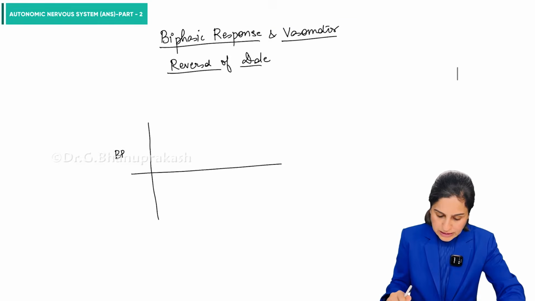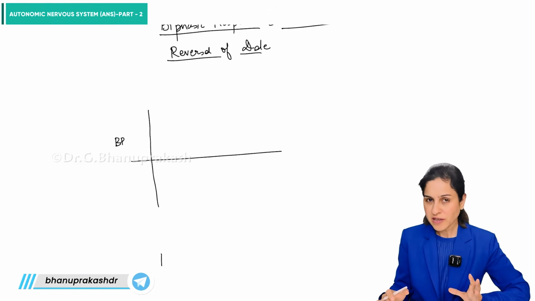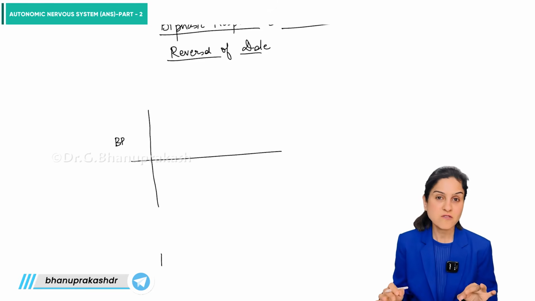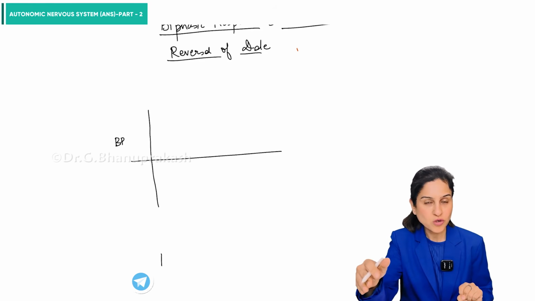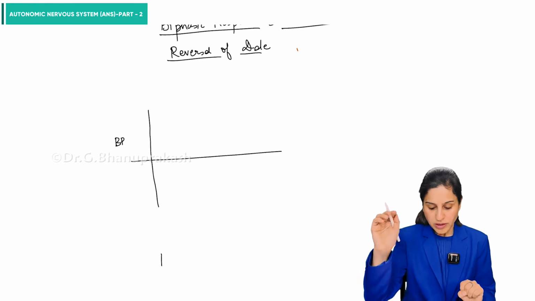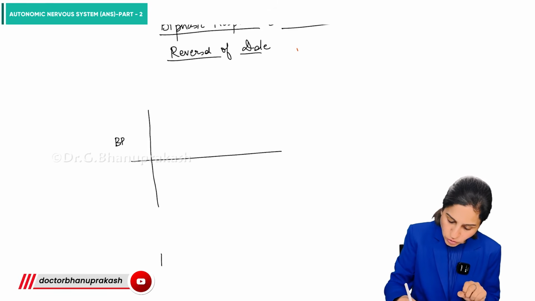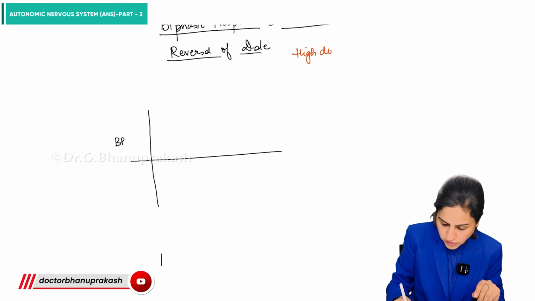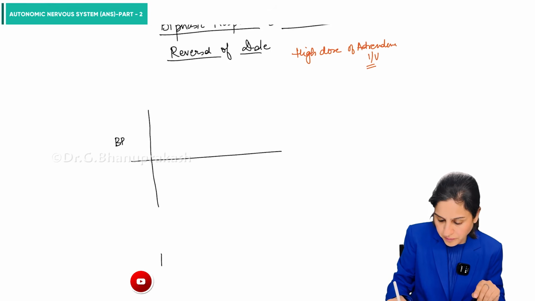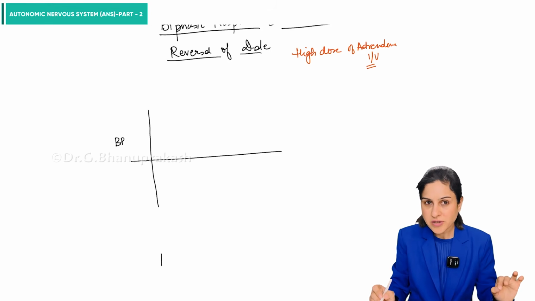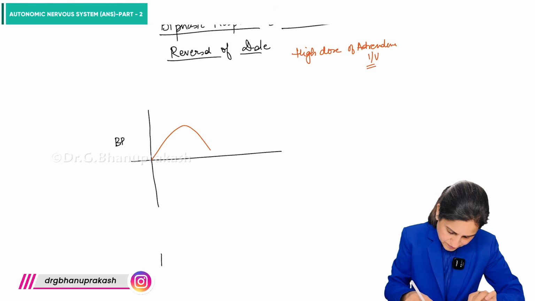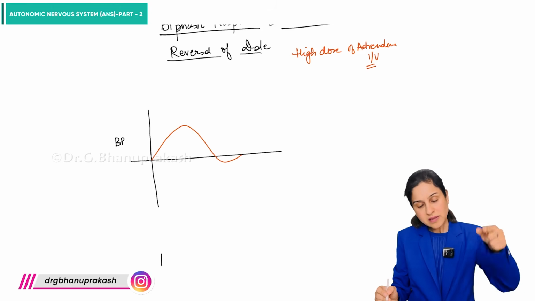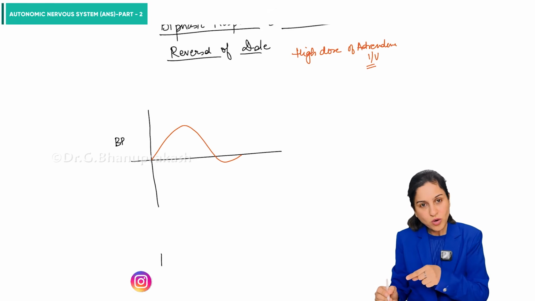Okay, so now from this graph to another graph, very important: the biphasic response and the vasomotor reversal of Dale phenomenon that occurs. So first the biphasic response, and then we go on to the vasomotor reversal of Dale. Now, this biphasic response is seen when you give a high dose of adrenaline, not the normal dose, a high dose by the IV route. So you directly inject it into the vessel. So the graph you will see is something like this. There is a rise in blood pressure and there is a small fall in the blood pressure.